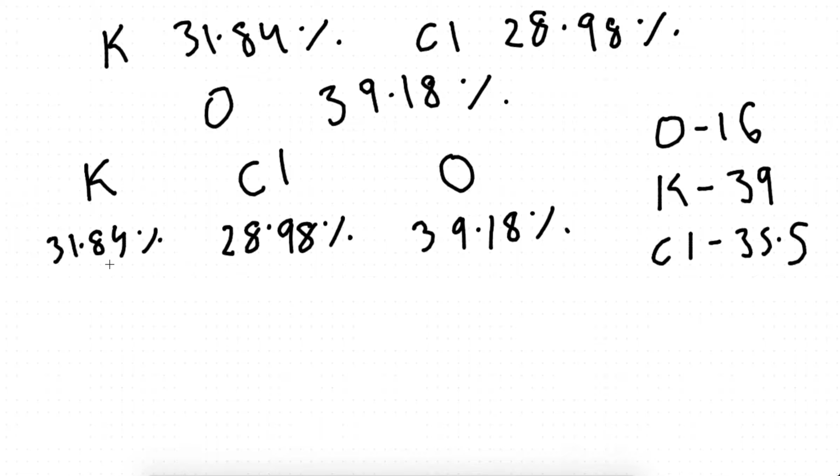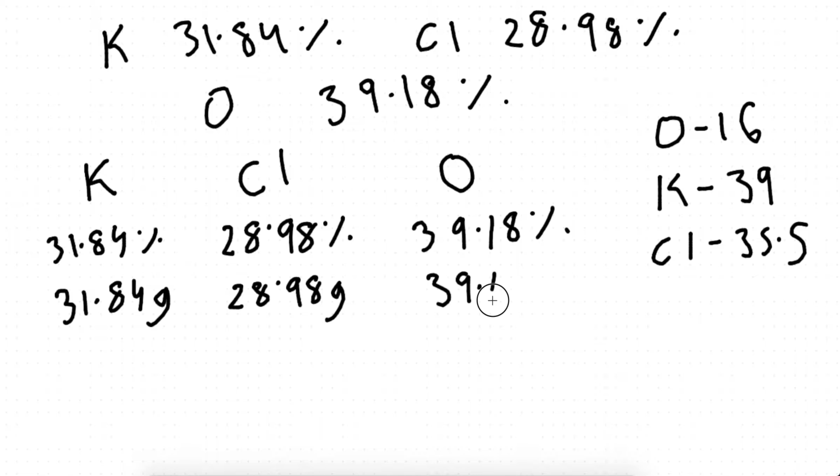So now remember students, we pretend that these percentages are grams. So 31.84 grams, 28.98 grams and 39.18 grams. Now how do we find what do we do next? We have the grams, we need to find the link, always the link, the number of moles.